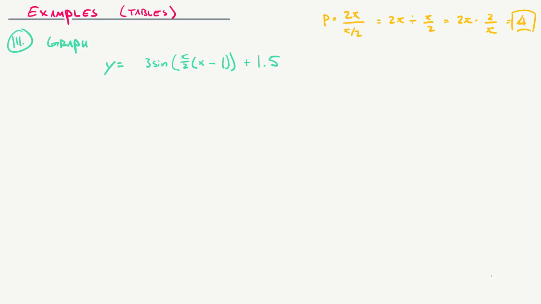Okay, so first thing that I would do is I would figure out what is the period, and this one's interesting because pi over 2 is b. You're going to take 2 pi, divide it by pi over 2. It turns out the period is just the number 4.